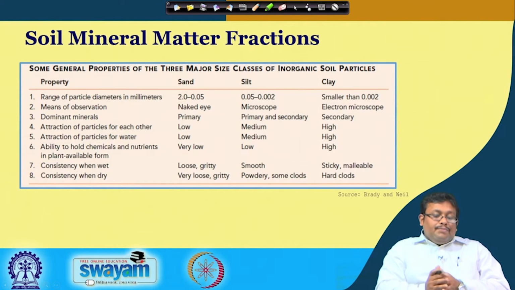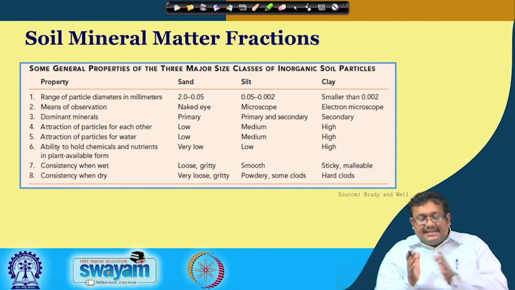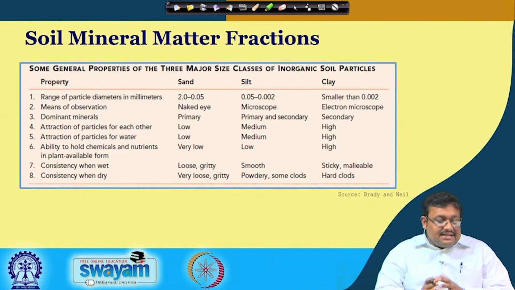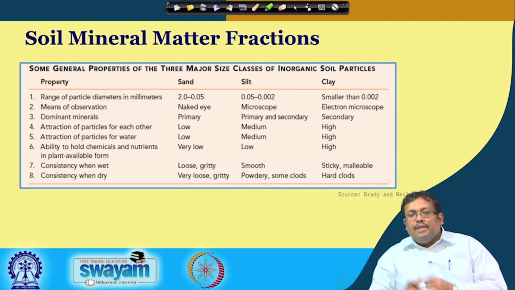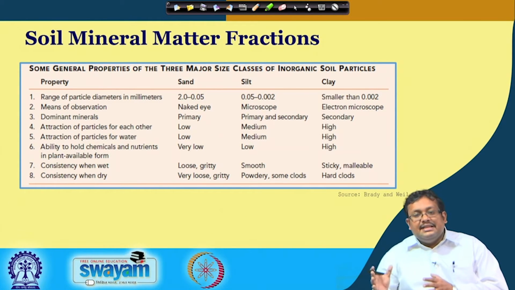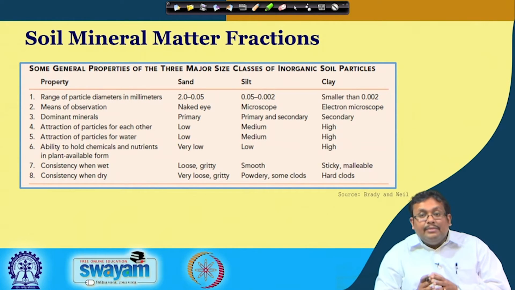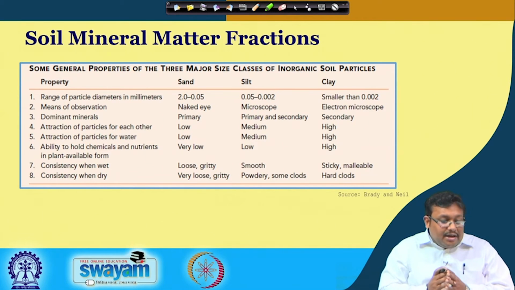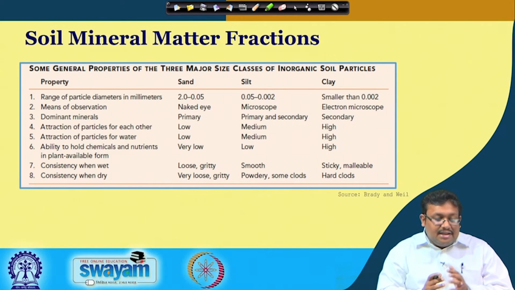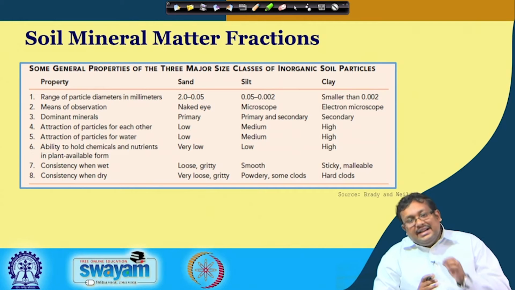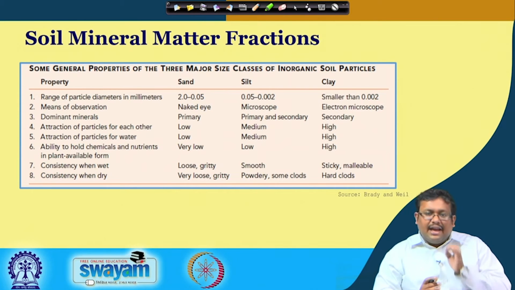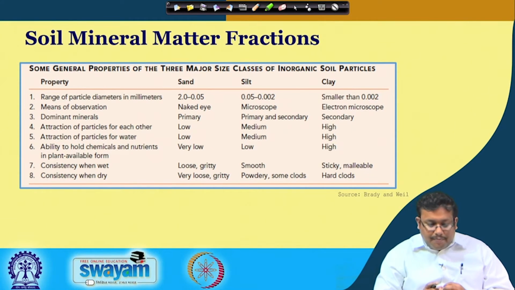Okay. So, based on these sand, silt and clay fractions, we also call them soil separates. Now, these soil separates have variation in their properties. For example, as you can see, the first property is the range of particle diameter in millimeter. Obviously, we have talked about it. However, if you consider the means of observation, how can you see these particles? Obviously, sand can be seen with the naked eye, whereas silt can be seen with a microscope, and the clay fraction is so fine that it can only be seen with the help of an electron microscope.